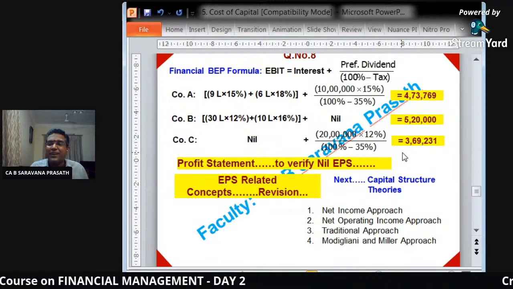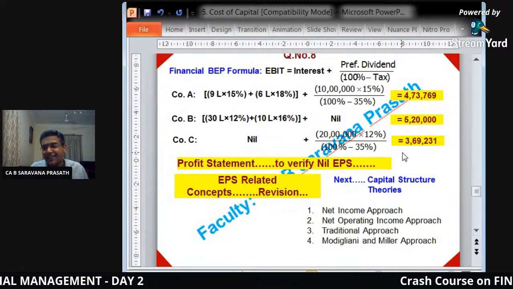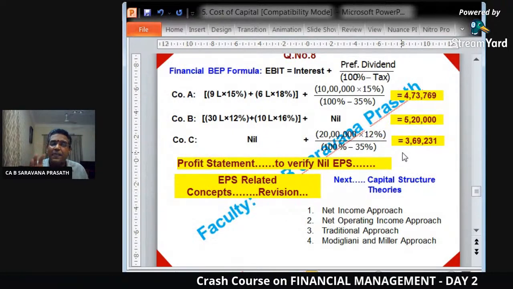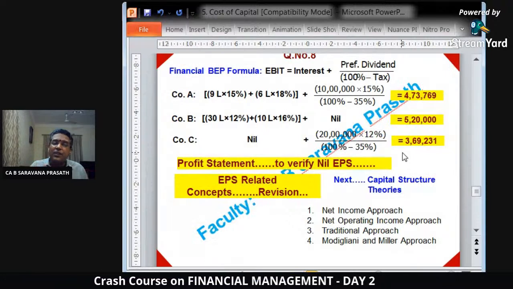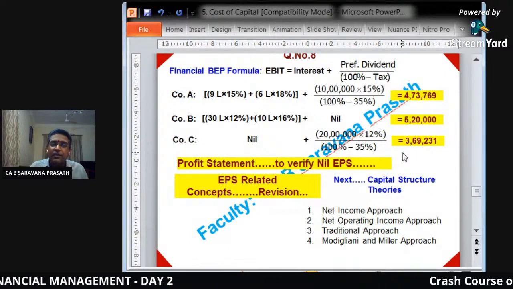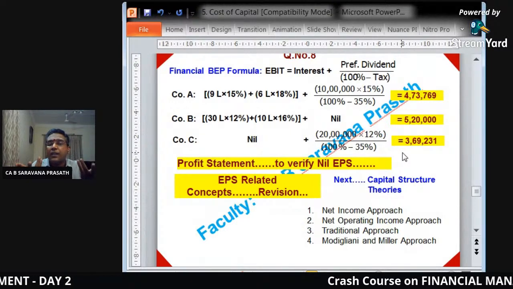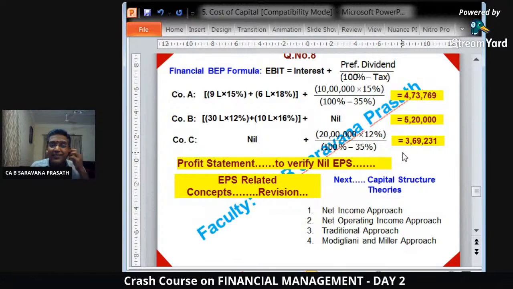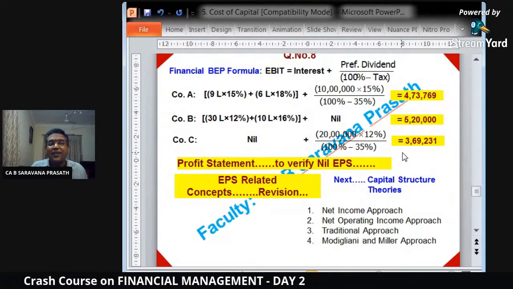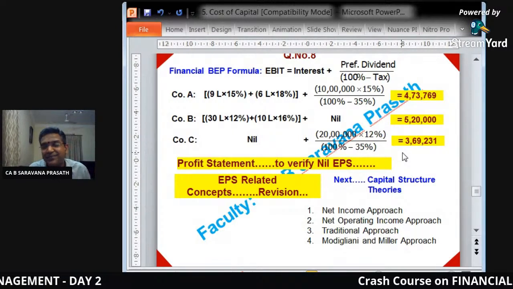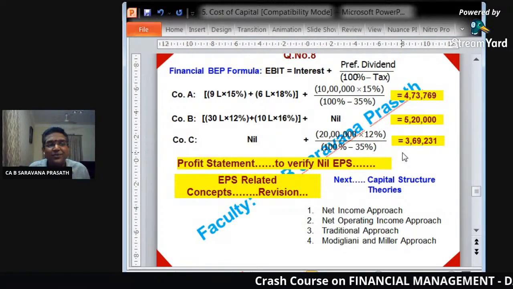473, 5,20 and 3,69. These are the levels of income at which equity shareholder is able to generate any money, any EPS for him, or he is not able to get any money. Please note, company is earning money. Whether equity shareholder is getting money or not, that is the issue that we would like to address here. So what is the answer to this question?